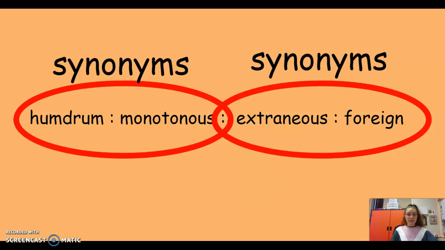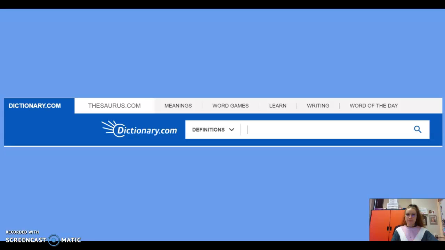Because humdrum and monotonous are synonyms, extraneous and foreign must also be synonyms. Let's just make sure. So I'm going to head back to dictionary.com to check my thinking. Remember to write down the words you are unfamiliar with so that you know exactly what to look up when you get to the site.